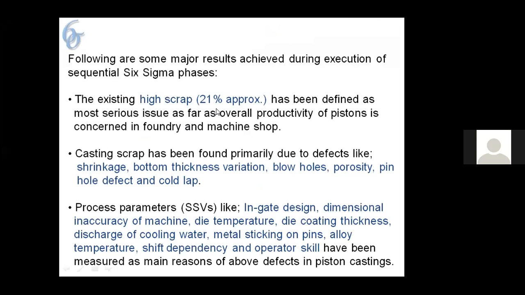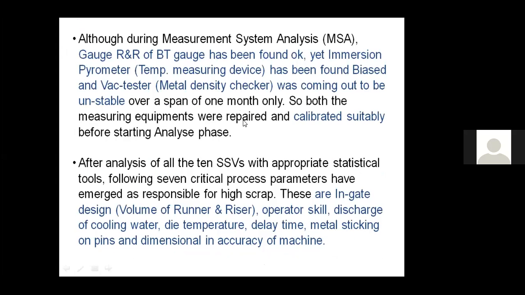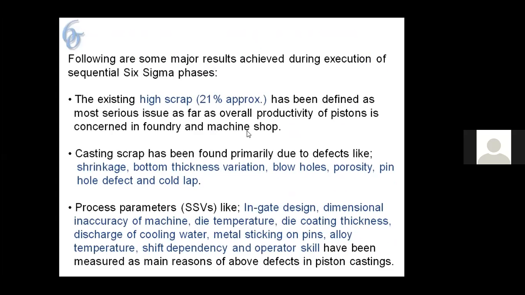The existing high scrap was a major problem which was identified in the define phase. Scrap existed because of defects like shrinkage, bottom thickness variation, blowholes and so on. The parameters responsible were identified as poor in-gate design, dimensional inaccuracy of the machine, and die temperature. They were identified as the main reasons for the above defects in the foundry industry. Then there were instruments which were not being used properly. This comes under the gauge study.